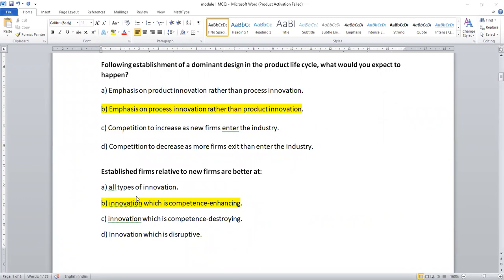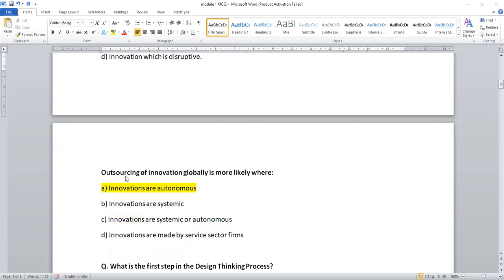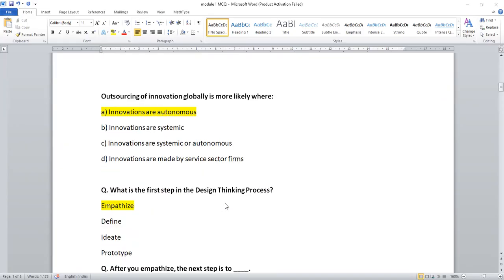So, what is the difference between the established firms and new firms? Okay, so that is the difference. Now, what is the best reference you have to find out from the options? Innovation which is competence enhancing. That would be the right answer. Outsourcing of innovation globally is more likely where? Which is the right answer? Innovations are autonomous. So moving on to another question, what is the first step of the design thinking process?